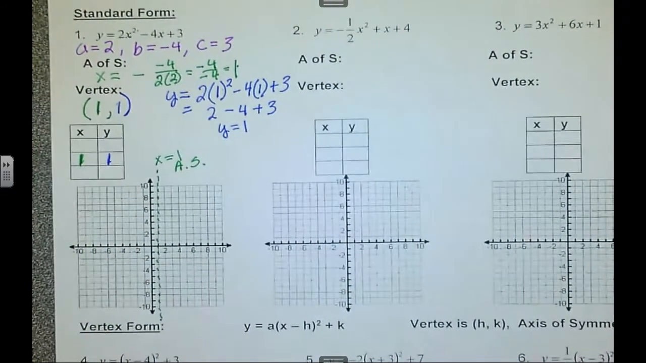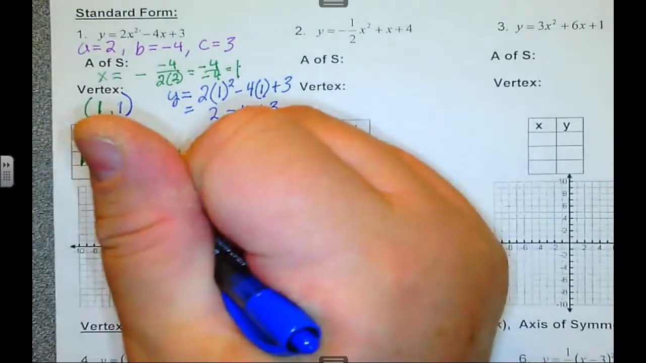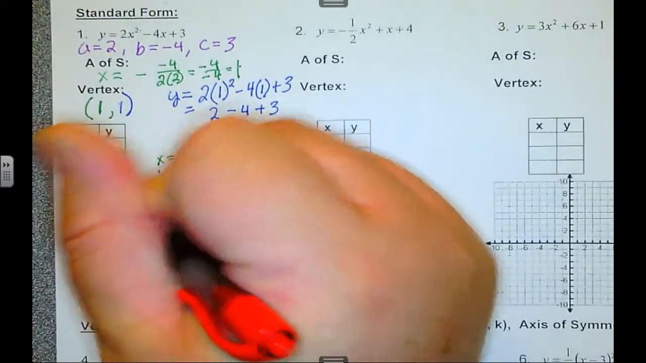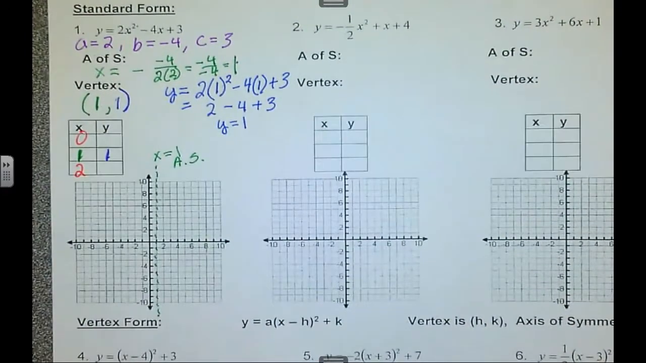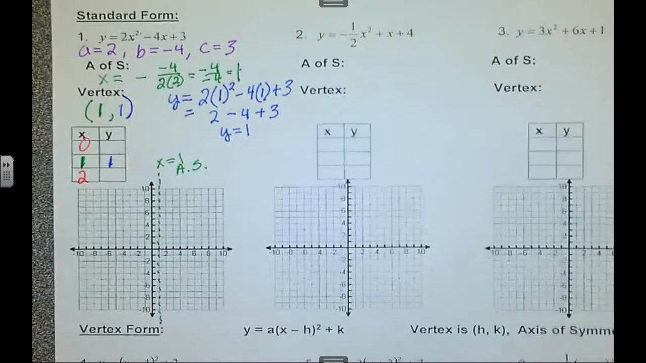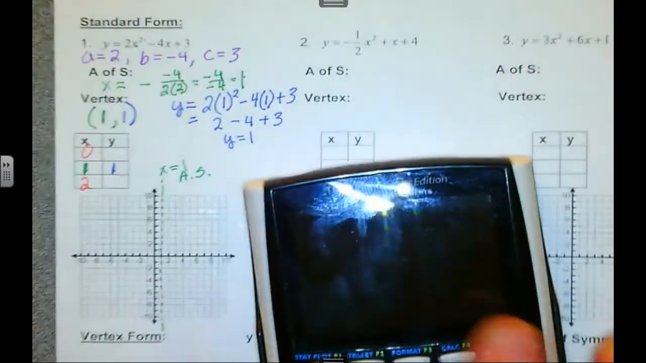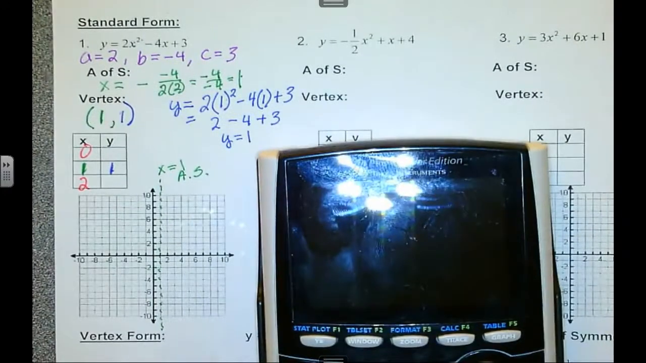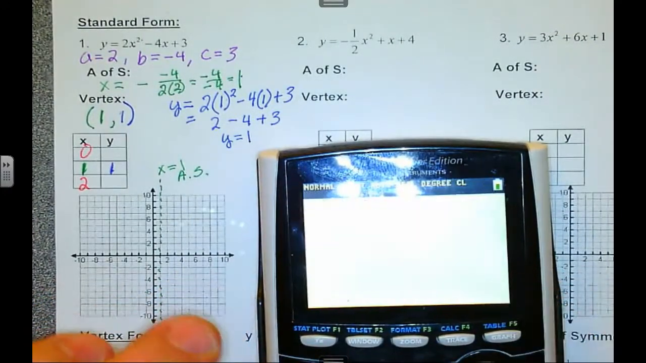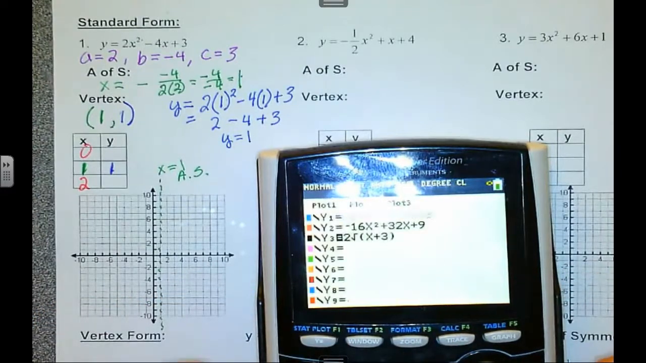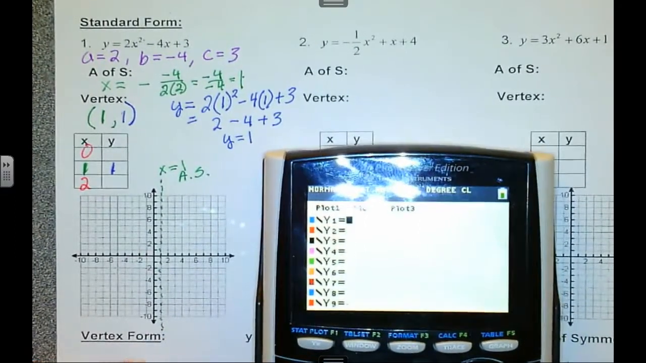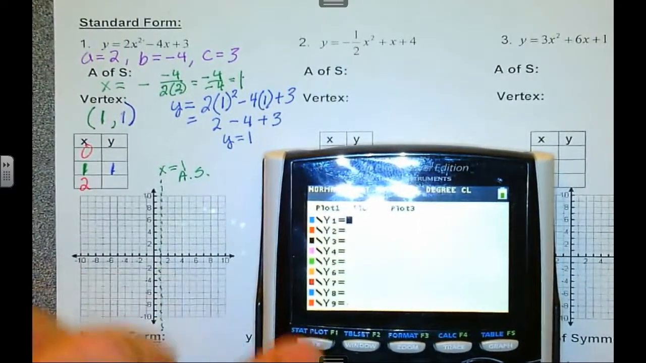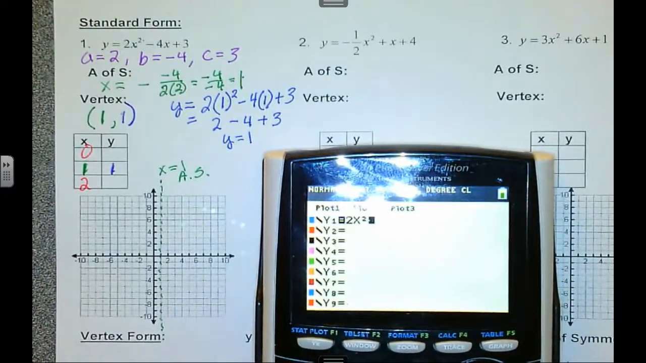Now, I highly suggest, well, you're going to need one less and one more to get 3 points for your parabola. I highly suggest using your calculator. Okay, let's see, y equals 2x squared minus 4x plus 3. Graph it.